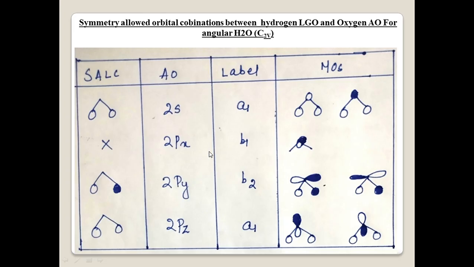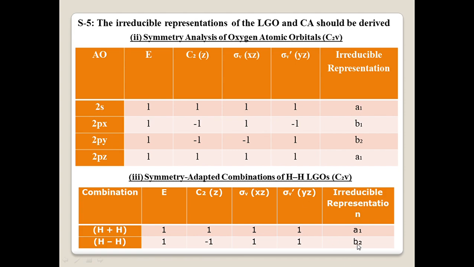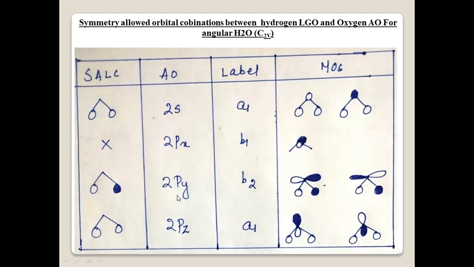And 2py is B2. B2 is present here, right? So combination is possible here, and one will form bonding and one will form anti-bonding. And for 2pz it is A1, and A1 is also present in LGO of hydrogen. So combination is possible here. I think it is clear to all of you.